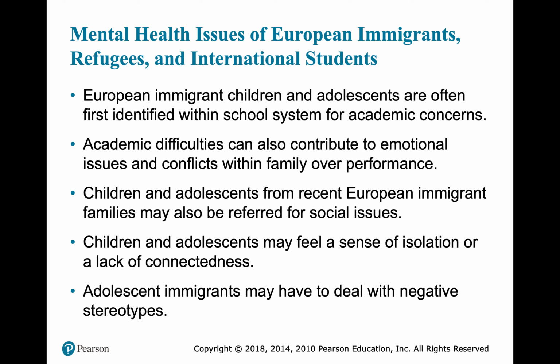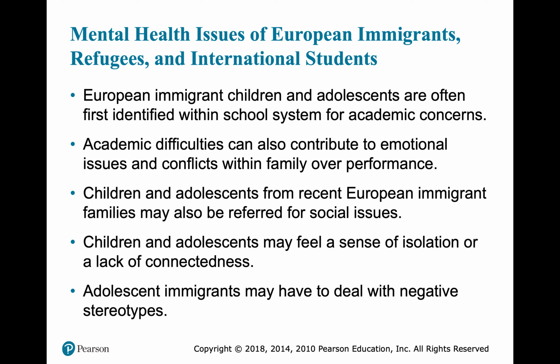European immigrant children and adolescents seeking counseling or psychological services will often be the first identified within the school system, and they're often first identified for academic concerns. So students might feel overwhelmed due to language differences, the pace of the academic learning environment, the individualistic structure of the classroom, a different teacher-student relationship, unawareness of how to ask for help or who to even ask, and the confusing cultural foundation of the school. Academic difficulties can also contribute to emotional issues and conflicts within the family over performance.